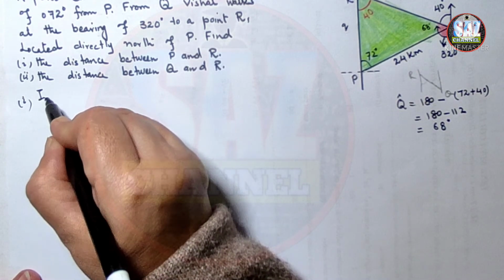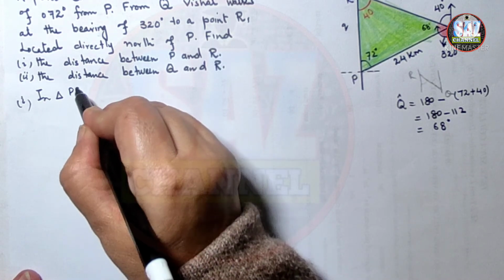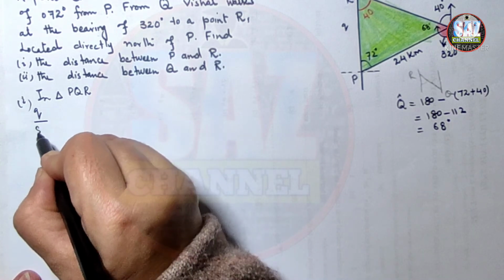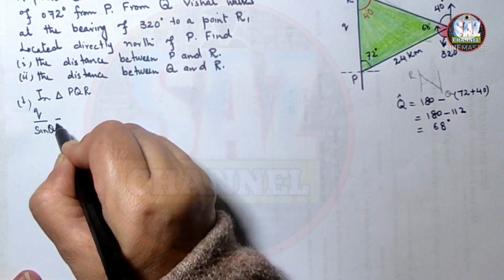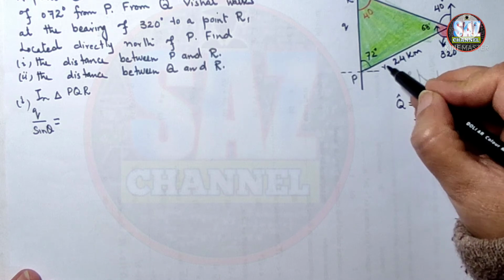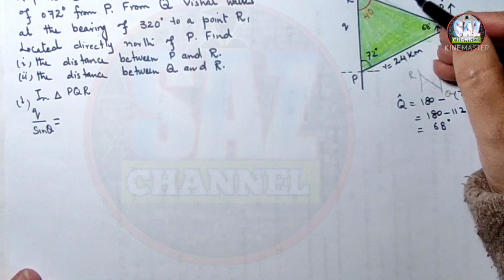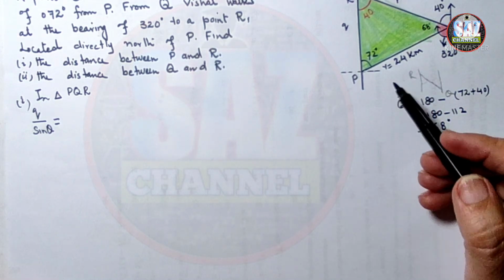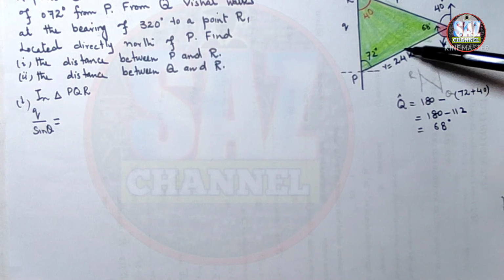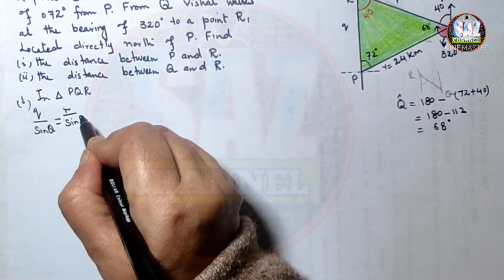In triangle PQR, we apply the sine rule: p upon sine P equals q upon sine Q equals r upon sine R. Here r is the side in front of vertex R, and p is in front of P. Now we have q upon sine Q equals r upon sine R.